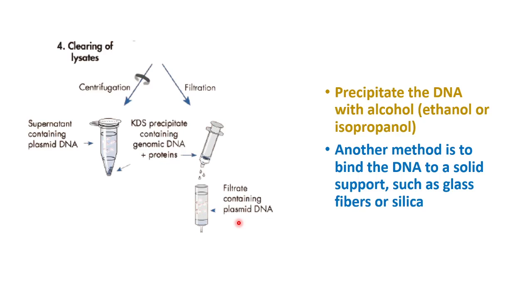This is about how we can extract plasmid DNA from bacteria. It is done through the alkaline lysis method. It is a bit different from the phenol-chloroform method, which we use for genomic DNA isolation.